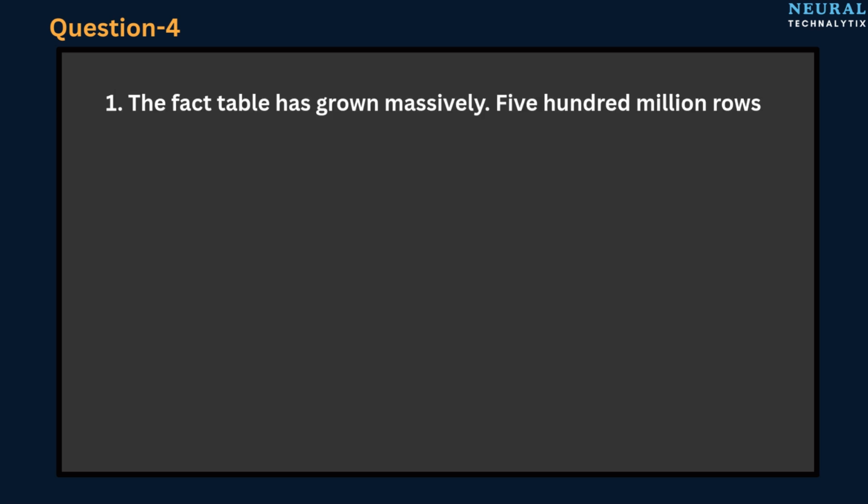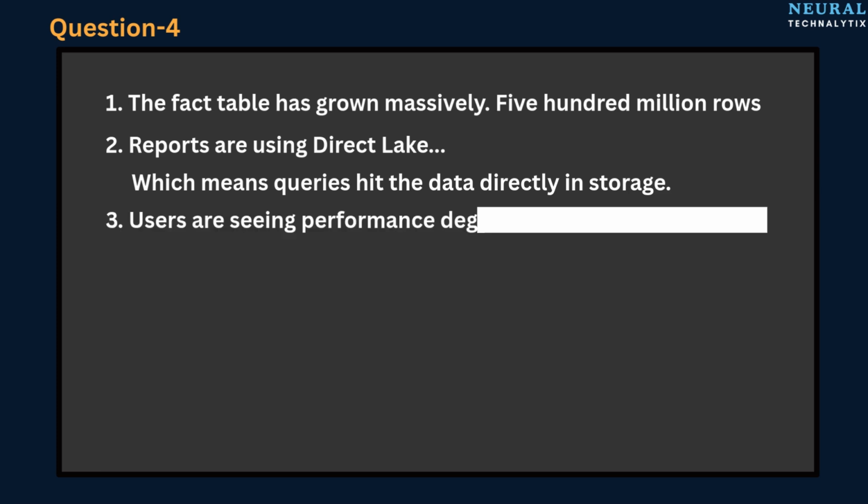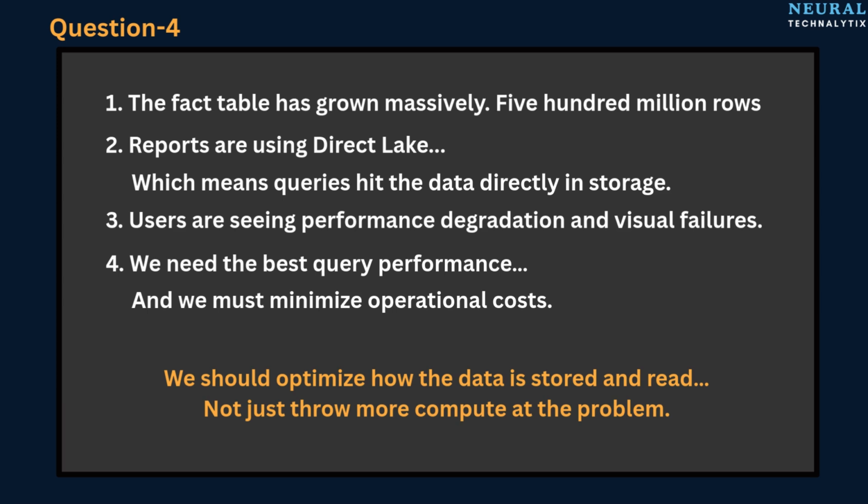Okay, now let's slow down and think like the exam. First, let's understand what's really going on. Number 1. The fact table has grown massively, 500 million rows. Number 2. Reports are using Direct Lake, which means queries hit the data directly in storage. Number 3. Users are seeing performance degradation and visual failures. And finally, this is very important, we need the best query performance, and we must minimize operational costs. So immediately, this tells us something. We should optimize how the data is stored and read, not just throw more compute at the problem.